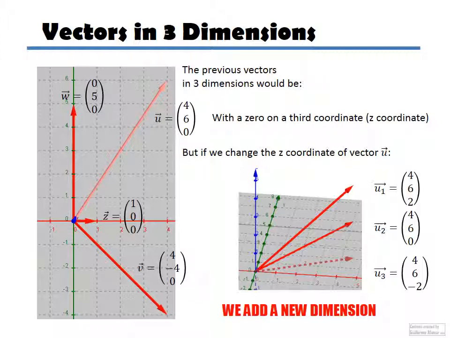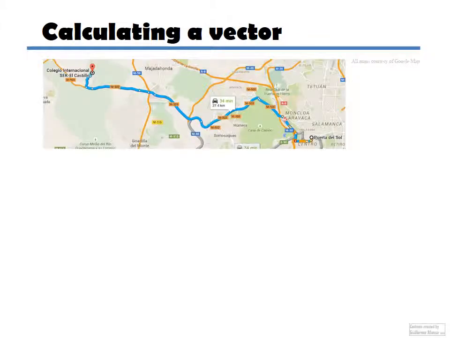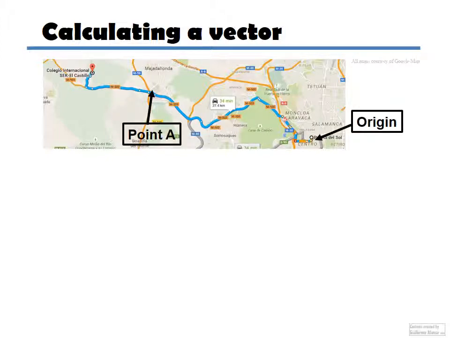Now let's see a few more things. For example, how do we calculate a vector? Think about it. The vector is just the movement to go from one place to the other. For example, here is the way to go from Puerta del Sol to the school, taken from Google Maps. Now, let's figure out the route from Majadahonda to the school, and I happen to have the route from Puerta del Sol to the school, and I want to know the vector to come from Majadahonda to the school.